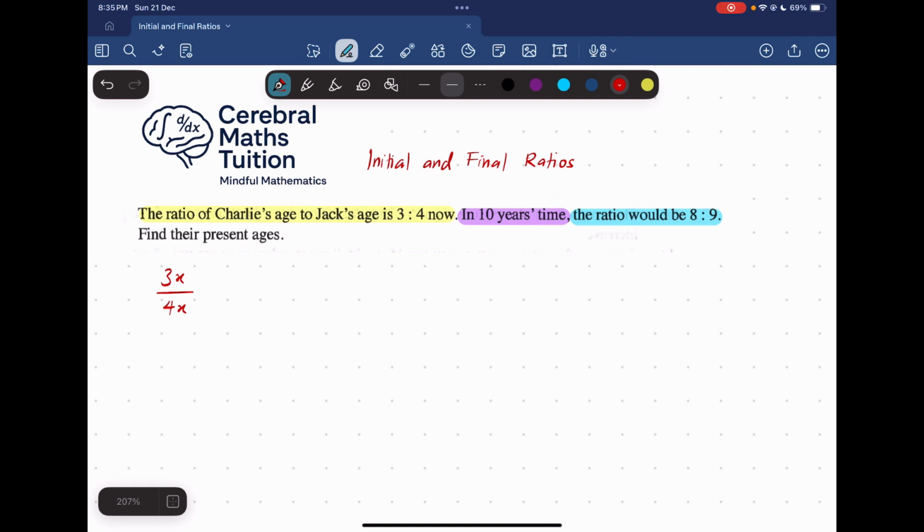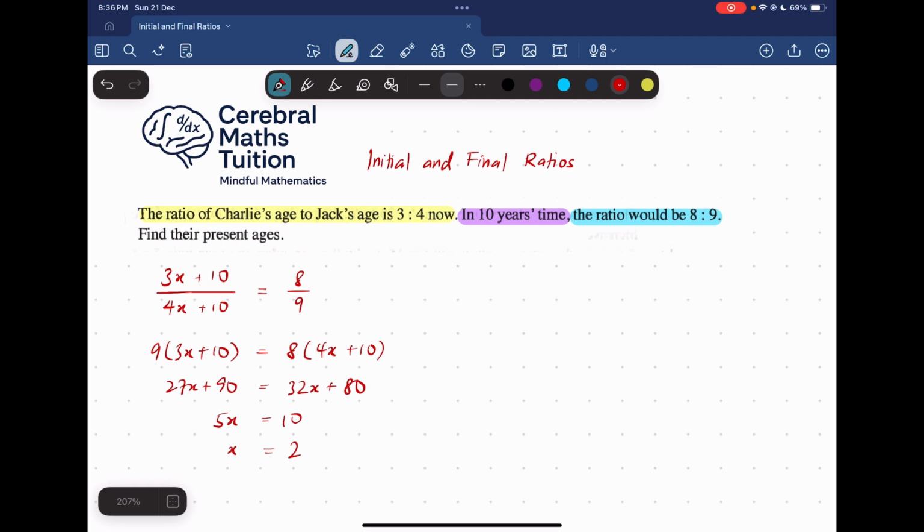In 10 years' time, what happened to their ages? They all got older by 10 years. Add 10 to each of their ages. Maintain as a fractional ratio. So this is the ratio of their ages in 10 years' time. And we know, according to the question, it is equivalent to 8:9. Same way to simplify, we're going to cross multiply. Alright, so solving, we get x equals 2. The value of x is 2.